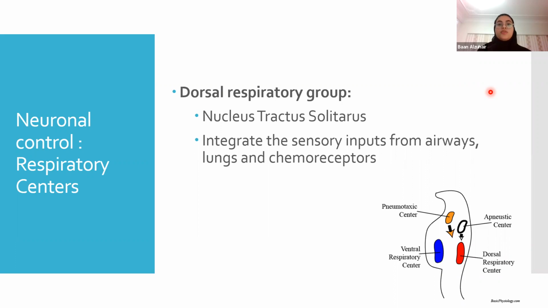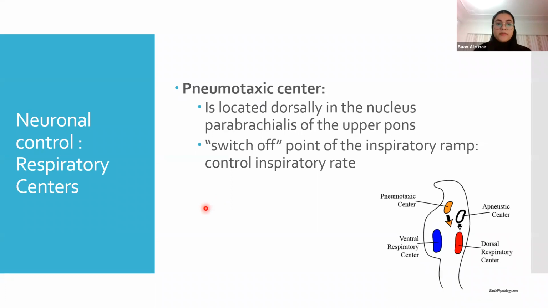These two nerves bring in sensory information from the peripheral chemoreceptors, the baroreceptors, and lung receptors, which are divided into two classes, stretch receptors and nociceptive. Nociceptive means pain, okay? So as I said, it integrates sensory inputs from the airways, lungs, and chemoreceptors, and it senses stretch and pain from the lungs. That's all about the dorsal respiratory group, pretty easy.